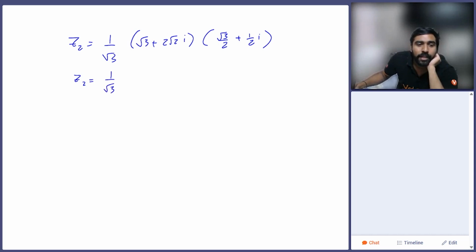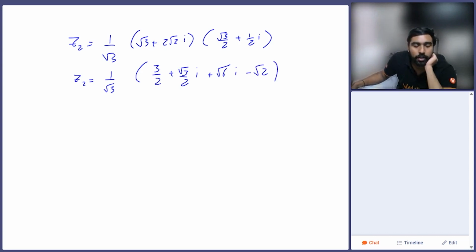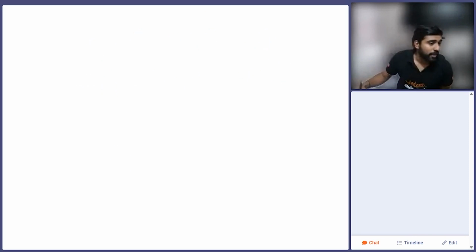So you will get 1 by root 3 multiplied by, what do you have over here? We have a 3 by 2, then you have plus root 3 by 2 iota, then plus root 6 iota, and then the 2 gets cancelled out, minus root 2 in the expression over here. Okay, more or less this is what we have. This is turning out to be quite calculative.